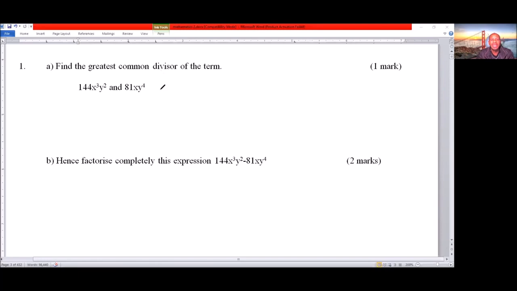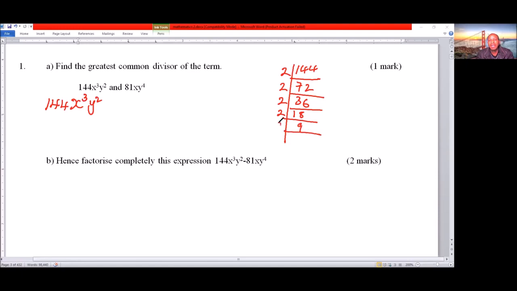So what we need to do is to write 144 in terms of its factors, that is x cubed y squared. We can use this part here and say this is 144. We divide by 2, you get 72. Divide by 2, you get 36. Divide by 2, you get 18. Divide by 2, you get 9. You divide by 3, and you get 3. So this is the same as 2 to power 4, multiplied by 3 squared, and then we have our x cubed and y squared.